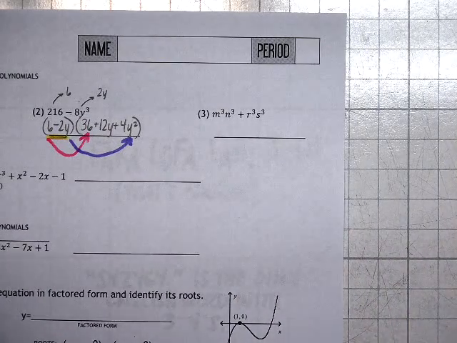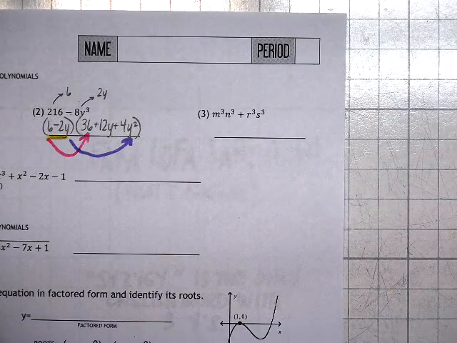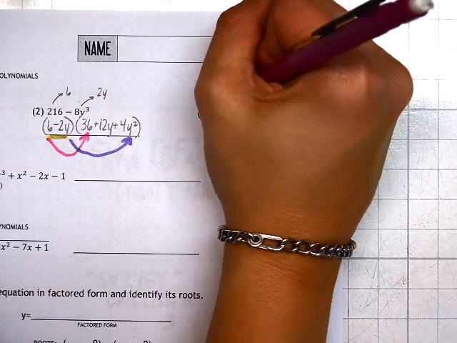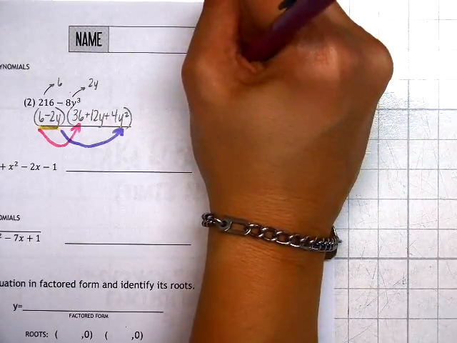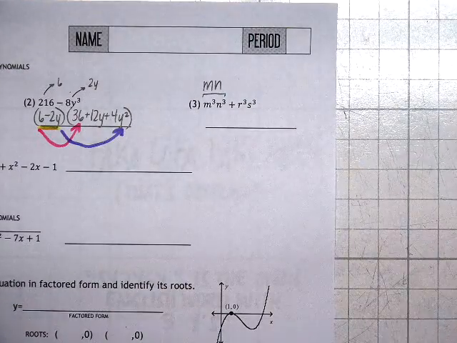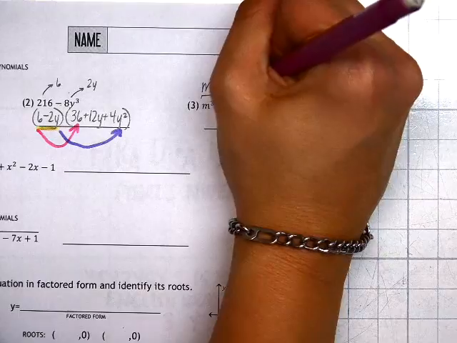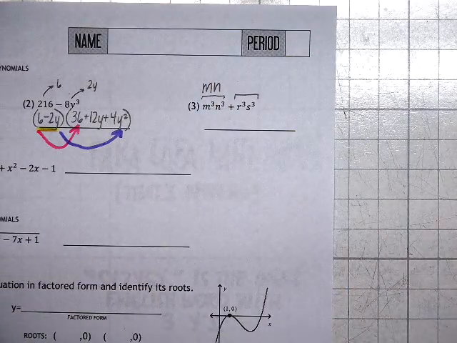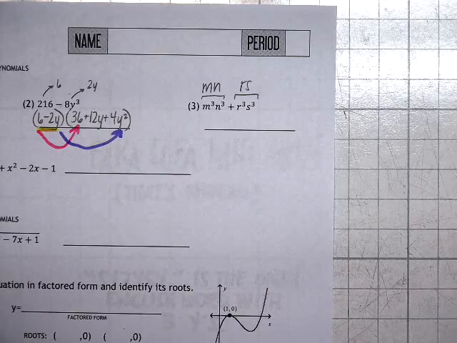Same thing goes even in question number 3. Question number 3 looks rather intimidating, but it's not. We just have to recognize that they're all perfect cubes. In this first part, m cubed, n cubed, we realize that m and n would both have had to be cubed to get that first spot. So we know that the first term will be mn. This one must come from r and s both being cubed. So we know the cube root there would be rs.